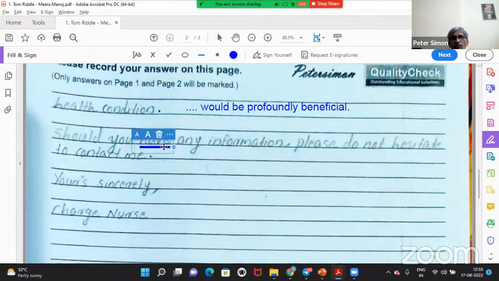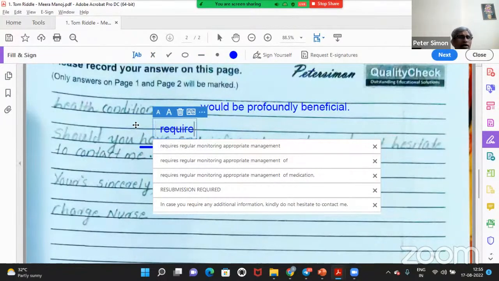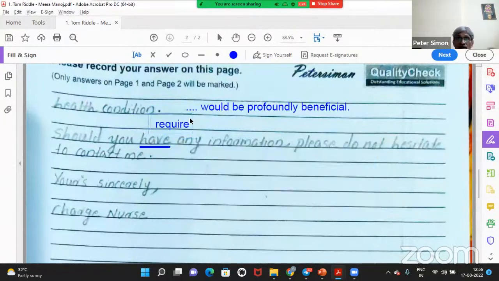This is coming reverse. Should you have any information? Should you have means if you have. Okay, if you require. Should you require means if you require. So the proper word is require. Should you need or should you require? Should you require any additional information? Any information. Why additional information? I have given all the information. So any additional, what all I gave, that is enough.